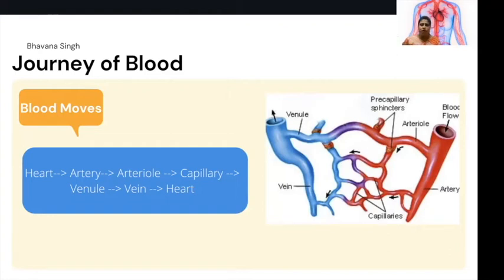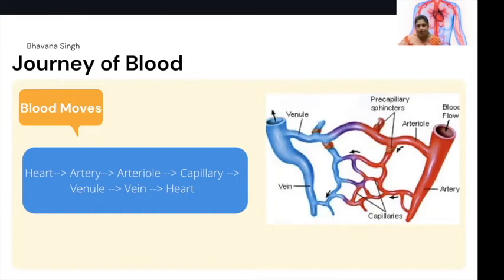Venule is the smallest branch of veins. So venules collect the blood from all the body organs and give it to the vein. And vein brings it back to the heart. This blue hollow-like structure is a vein.